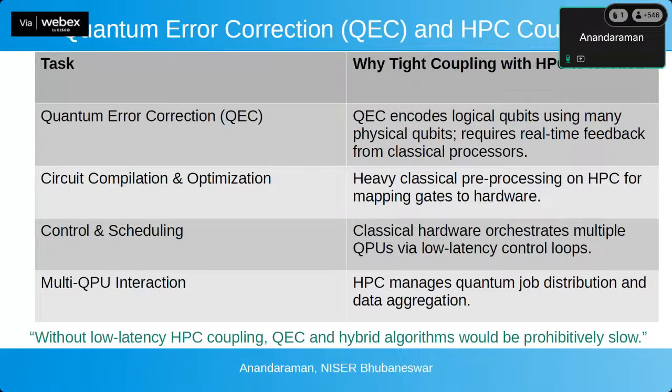QPU to QPU interconnection should be very, very low latency, like in HPC where we use InfiniBand networks. I told you about EDR, HDR, NDR InfiniBand networks. Like this, low latency is very, very important for coupling HPC and quantum, or for coupling multiple QPUs also. That network should be very low latency. Otherwise, we will not get the speedup.